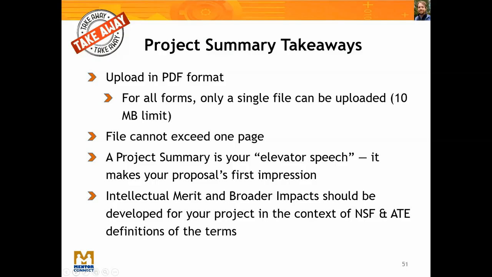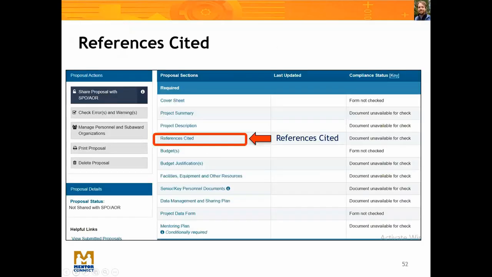Don't wait until the very end of your proposal development process to write your project summary when you're harried or rushed or tired. It'll reflect your emotional state and may undermine your proposal's competitiveness. Now, when you cite materials in your project narrative, you're required to list your source material in a separate references cited document and not in your project description.